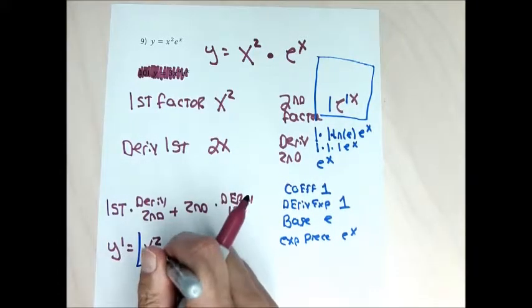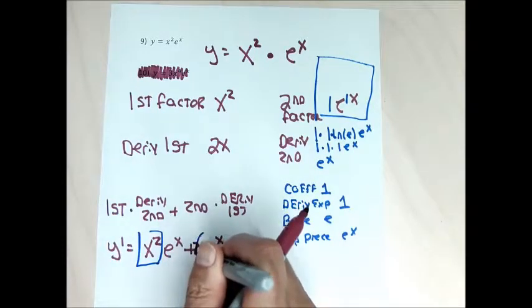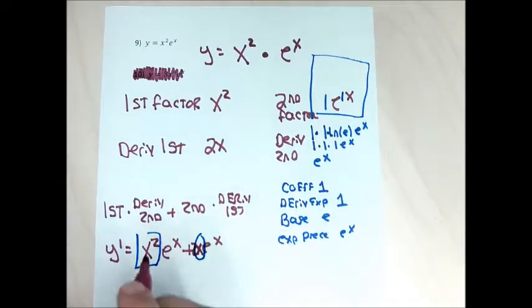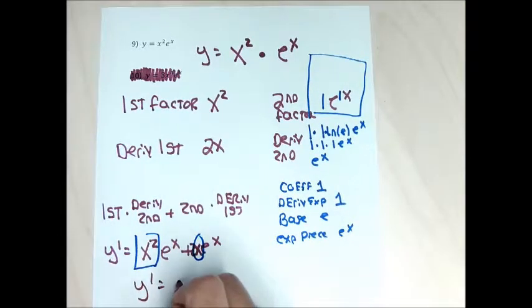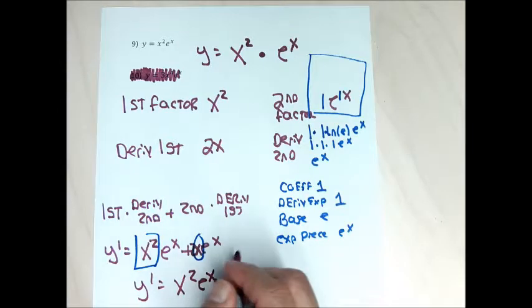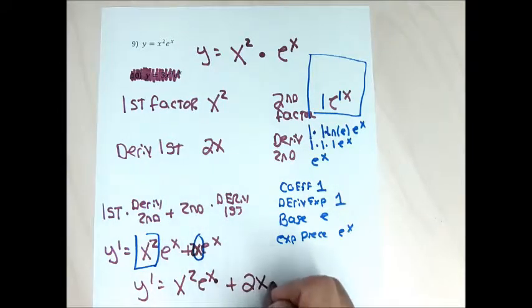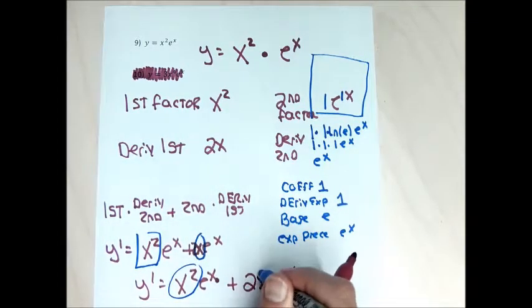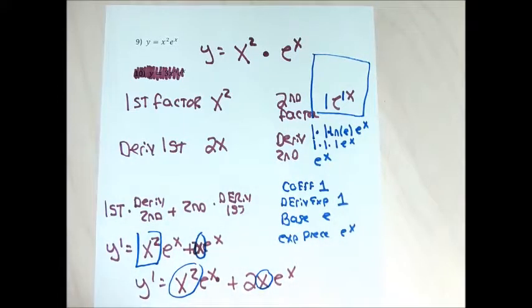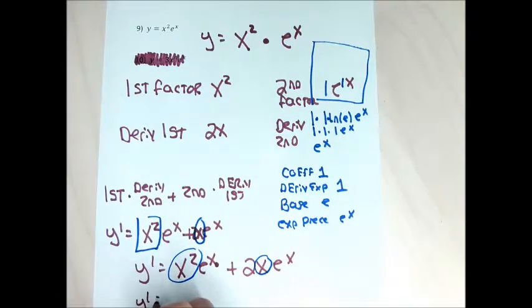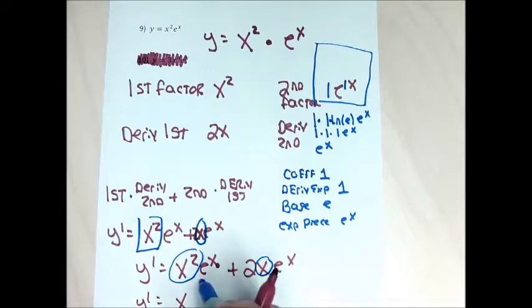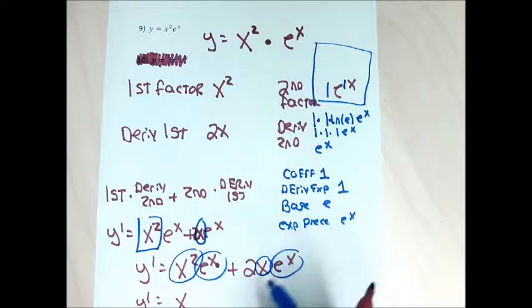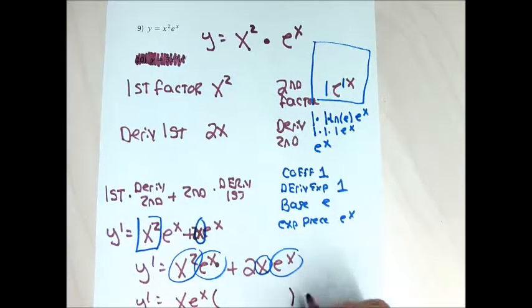There is a single x term for both pieces. And let me just write this better. Right now I should have written y prime equals x squared e to the x plus 2x e to the x. And in terms of a common factor, between this x squared and that single x, I could factor out a single x. And both pieces have an e to the x, so I can also factor out an e to the x. So the common factor is going to have a single x and an e to the x.